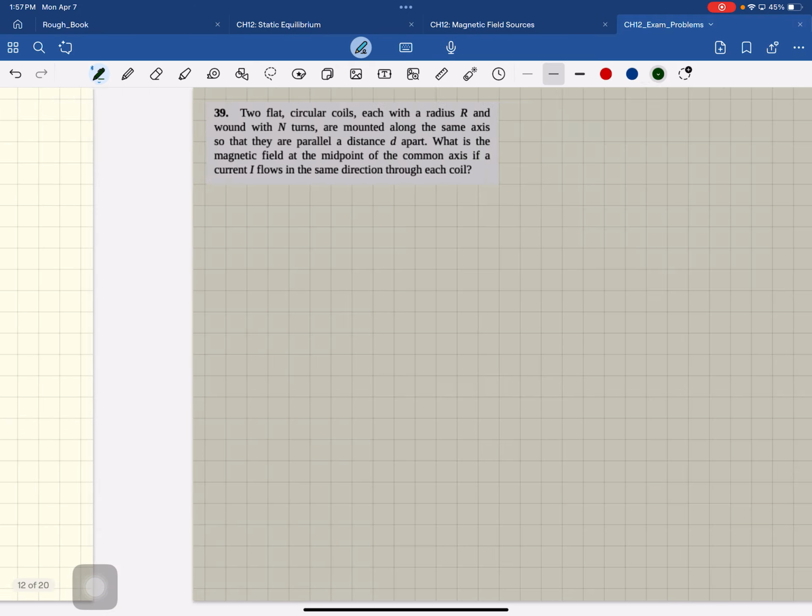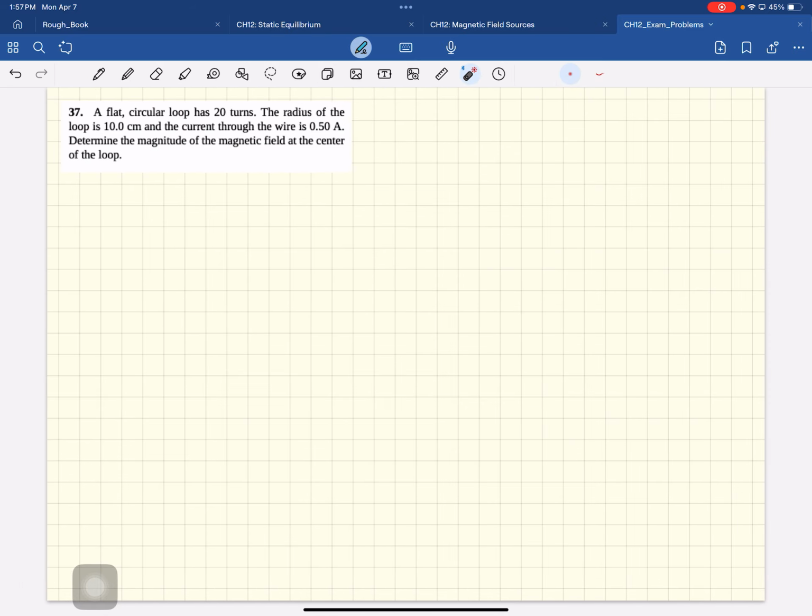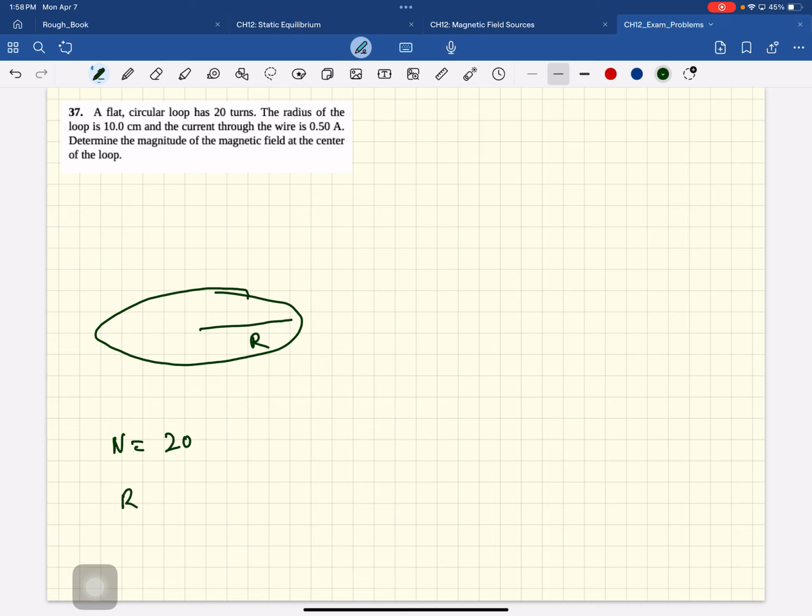We'll do one more problem. Okay, a flat circular loop has 20 turns. The radius of the loop is 10 centimeters. N is 20 turns. I is 0.5 amps. Determine the magnitude of the magnetic field at the center of the loop. So they want you to find the magnetic field at the center of the loop. What will be the direction of the magnetic field?